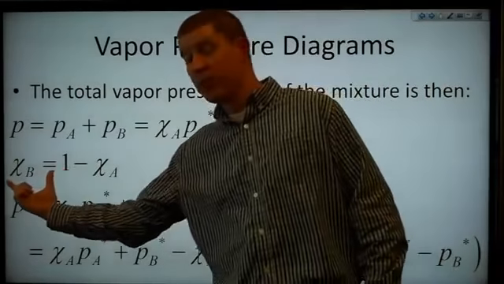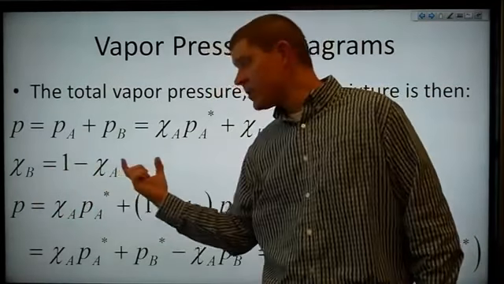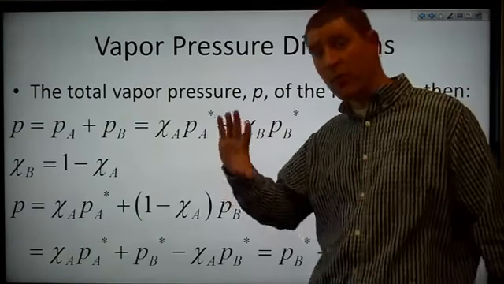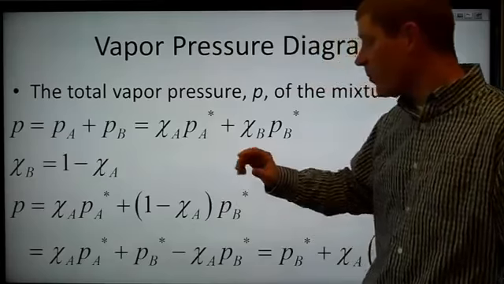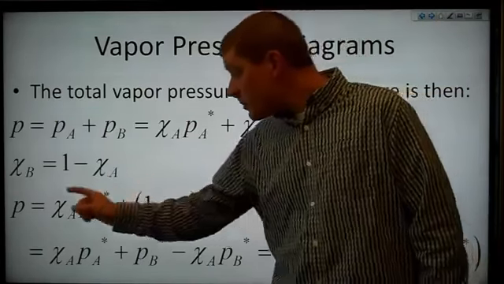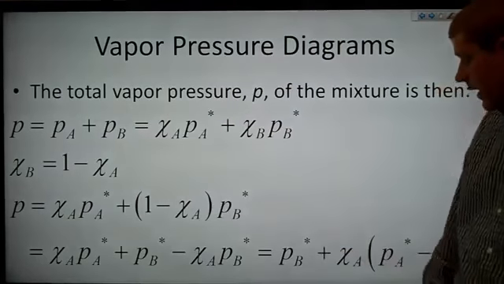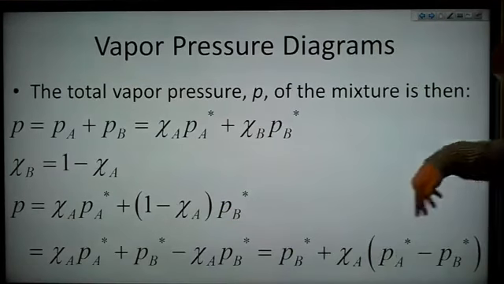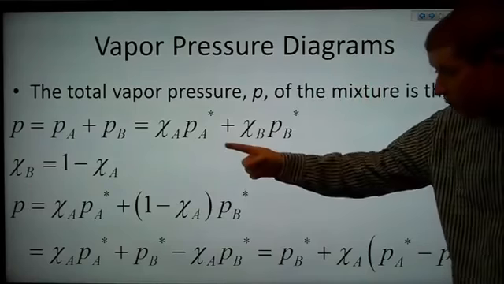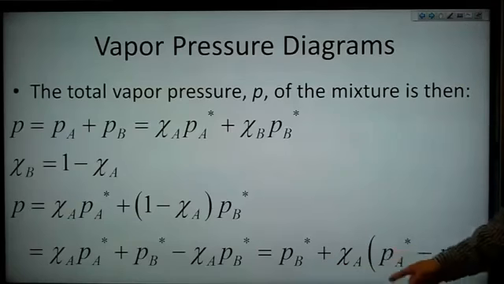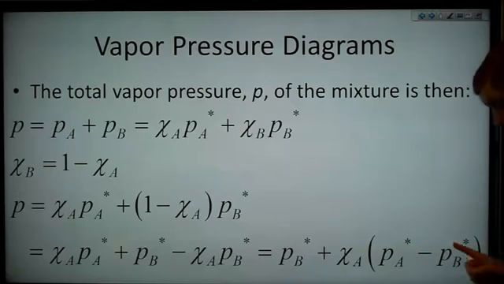And we also know that the mole fraction of B is 1 minus the mole fraction of A, because again we only have two components in the mixture. If we have more than two components, then this isn't true, but it's true as long as we have two components. Which then means that the pressure is equal to this, and after some math we can simplify that to the total pressure is equal to the vapor pressure of B when it's pure plus the mole fraction of A times the quantity of the difference between the vapor pressures.